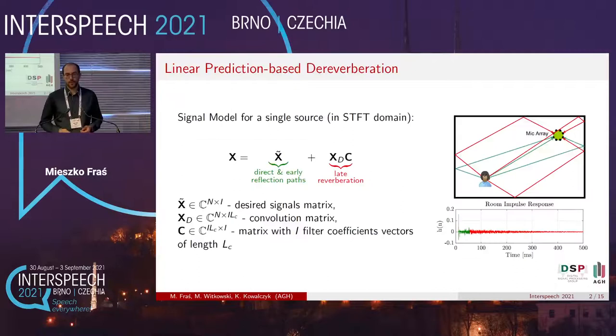So in single source reverberant audio, the common approach is to use some linear prediction-based methods, for example, weighted prediction error. And these methods assume that the microphone signal consists of an early and a late component, and this late component can be removed with the linear prediction-based filter. However, the coefficients of this filter are very hard to obtain in presence of several speech sources that are active simultaneously. So we would like to first separate the sources and then remove the reverberation.